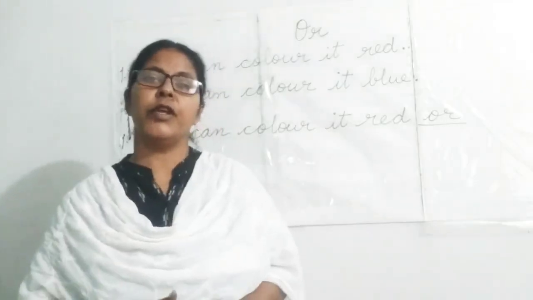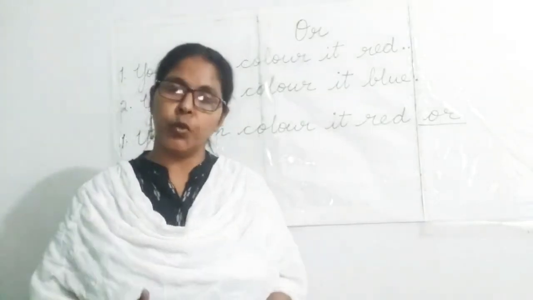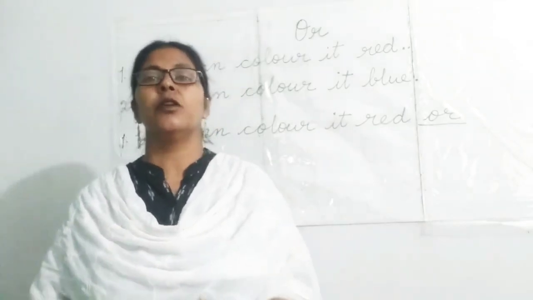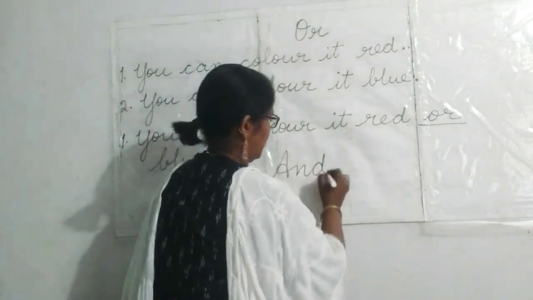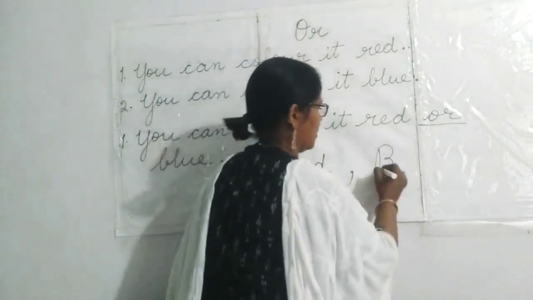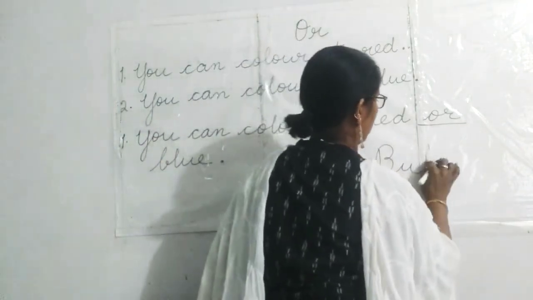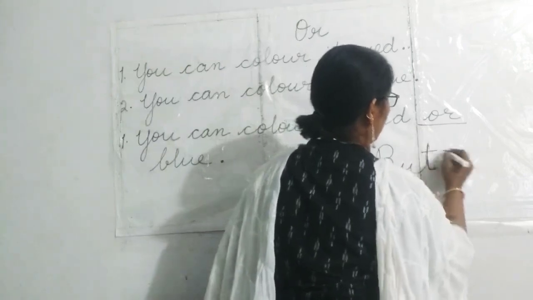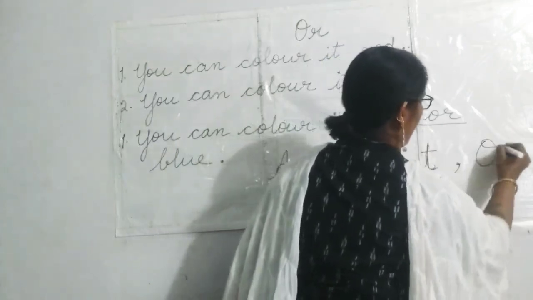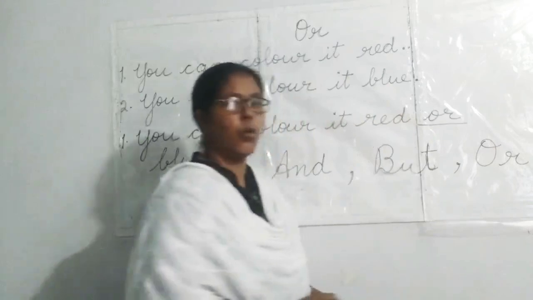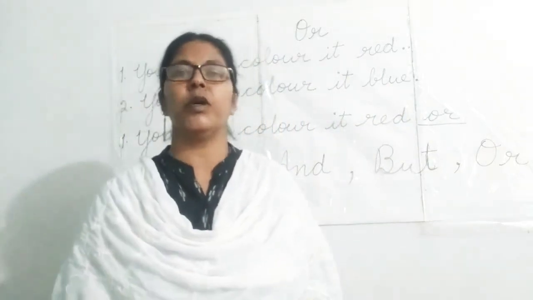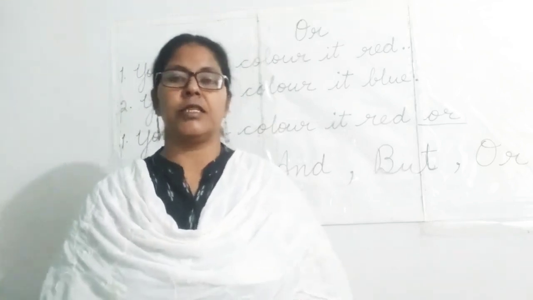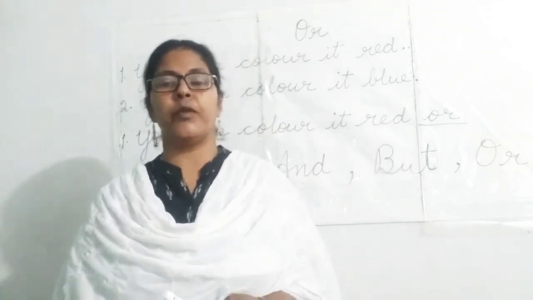I hope children you have understood how to use the glue words or conjunctions, means and, but, or. When you want to join words or groups of words or short sentences. If not, you can watch my video once again.